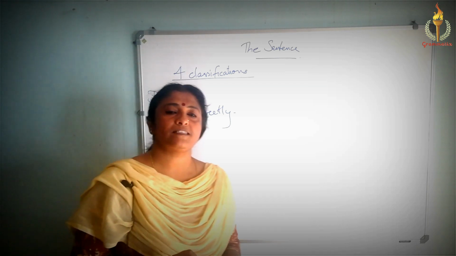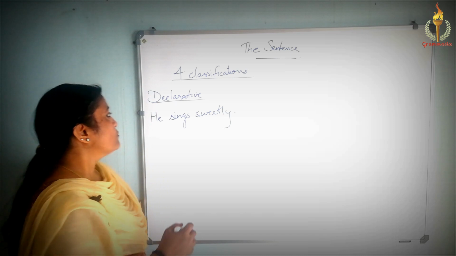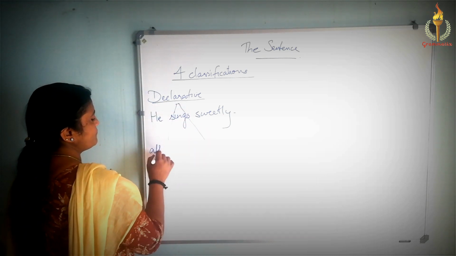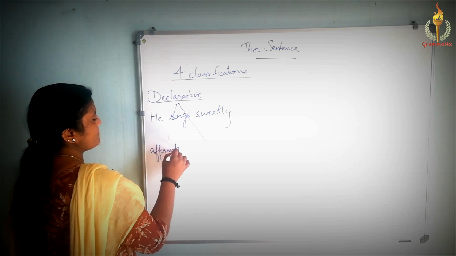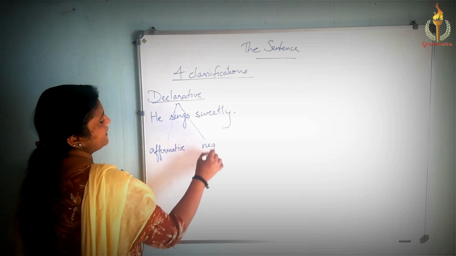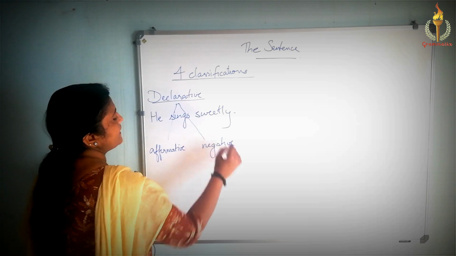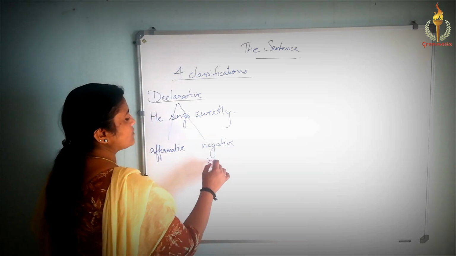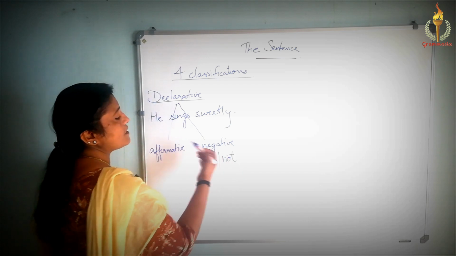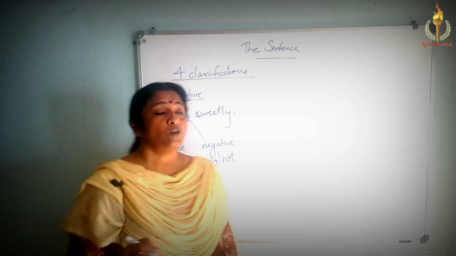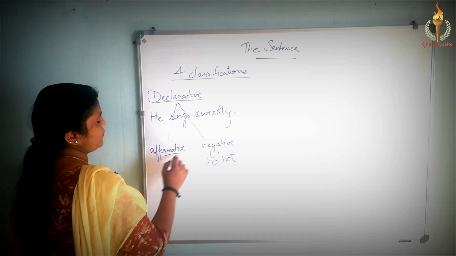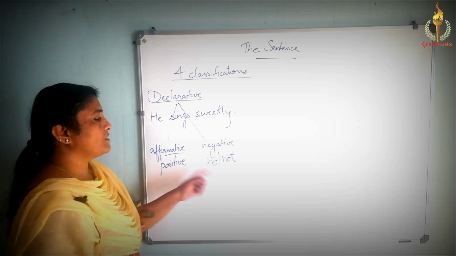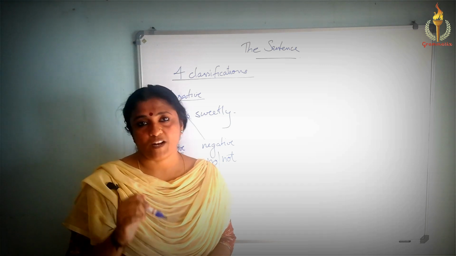Declarative sentences also have two types. One is affirmative and the other one is negative sentence. Now a negative sentence has a no or a not in it. That's how we know that it is a negative sentence. Another name for affirmative is positive, so it is a positive sentence or an affirmative sentence. The other one is a negative sentence, which has a no or a not in it.